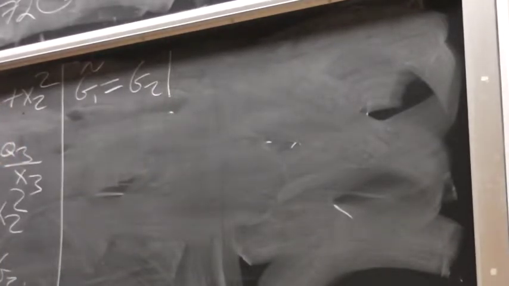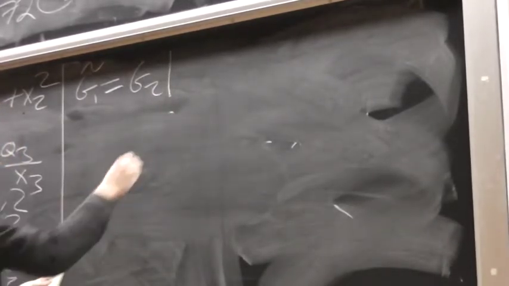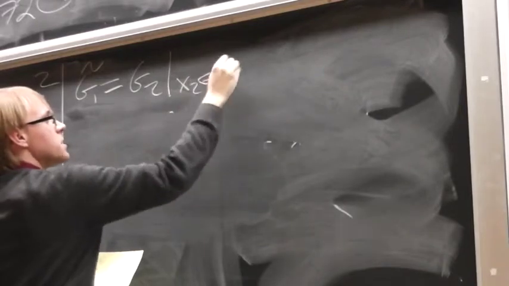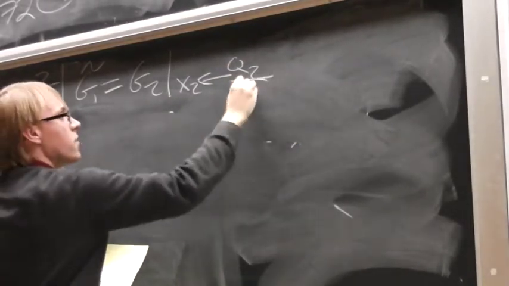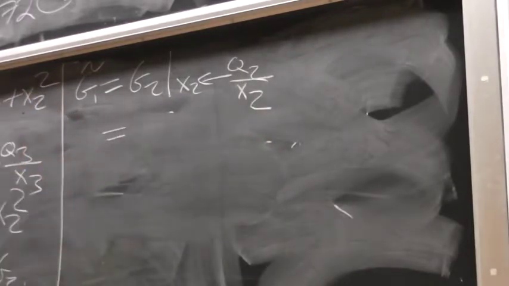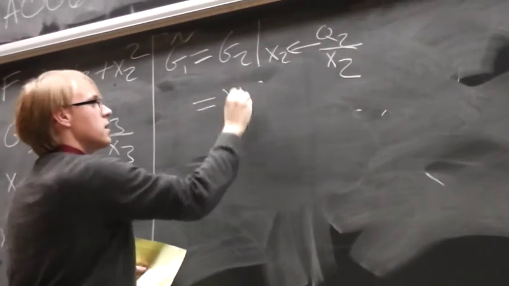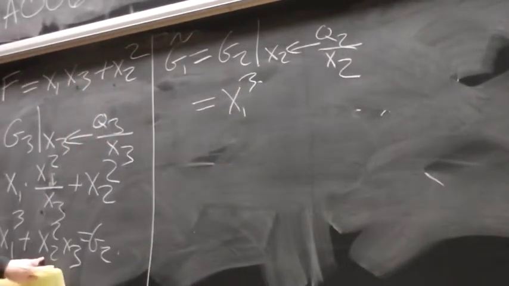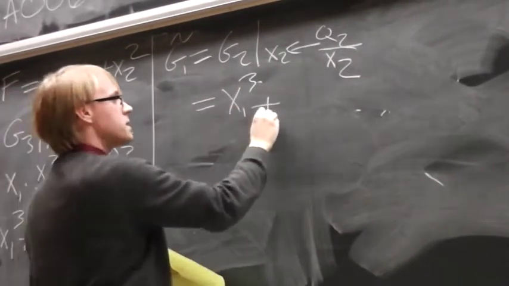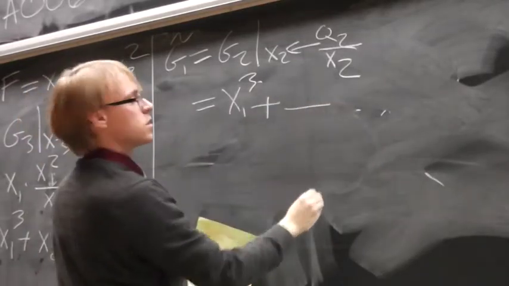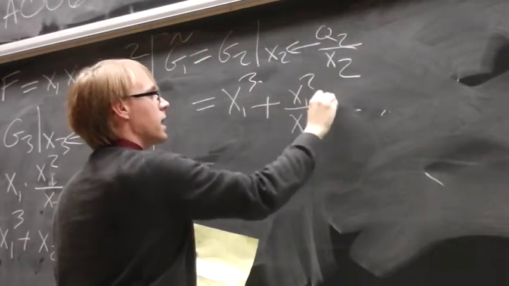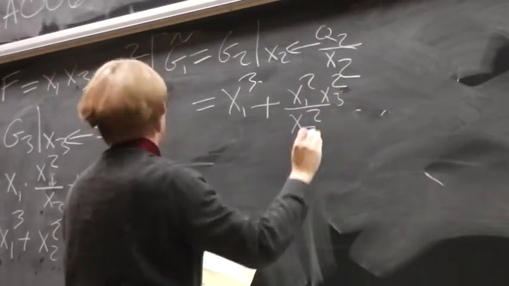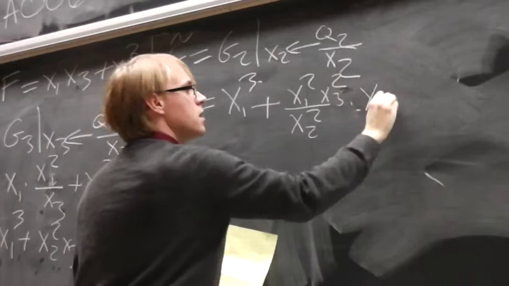So once again, we take g2 and replace everywhere we see an x2. We substitute in q2, which is x1 times x3 over x2. So x1 cubed, that stays by itself, and then plus x2 squared goes downstairs, and we have x1 squared, x3 squared upstairs times x sub 3.